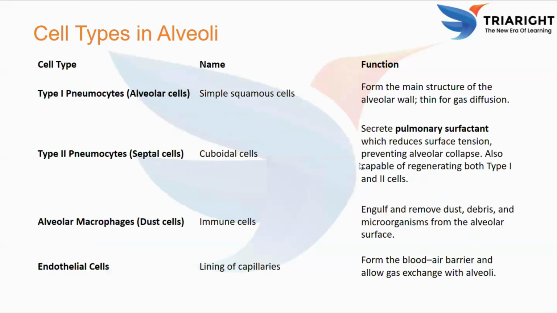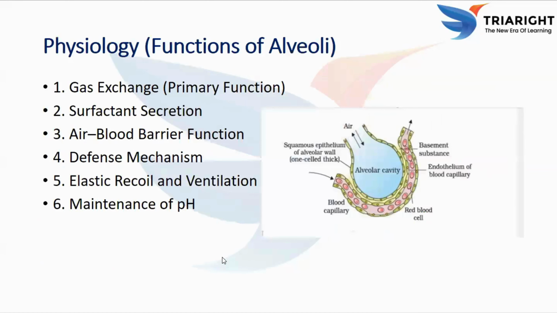In the next slide, you can see what types of cells are present in alveoli. Type 1 pneumocytes, which are the alveolar cells. Type 2 pneumocytes, which are called septal cells. Alveolar macrophages, called dust cells, and endothelial cells.